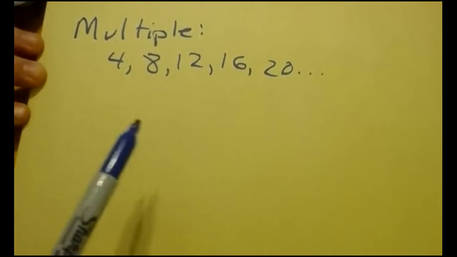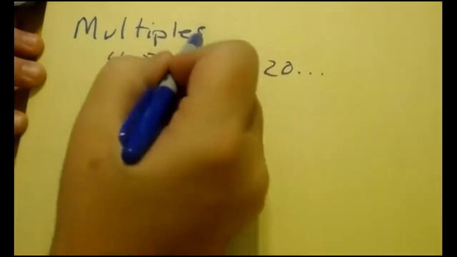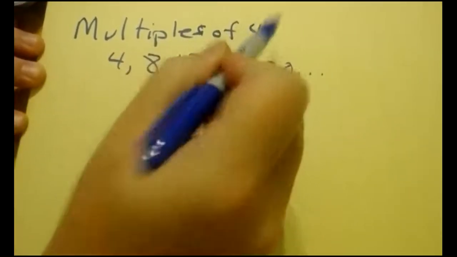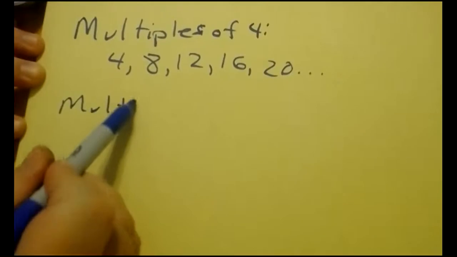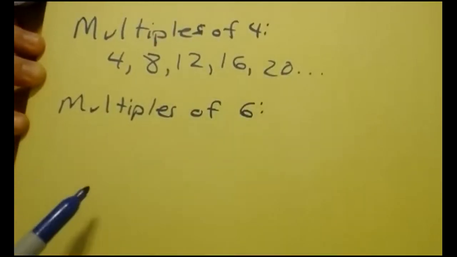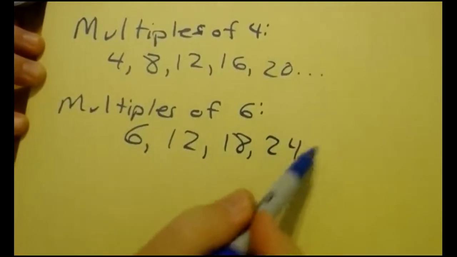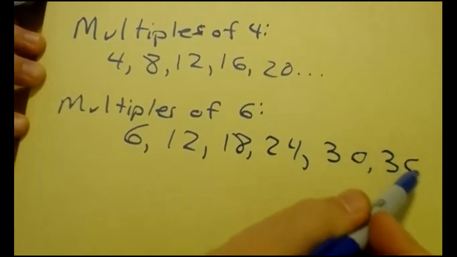Now, let's talk about another set of multiples. Let's talk about the multiples, and I'll call this multiples of 4. Now let's talk about the multiples of 6. That would be 6, 12, 18, 24, 30, 36, and so on.